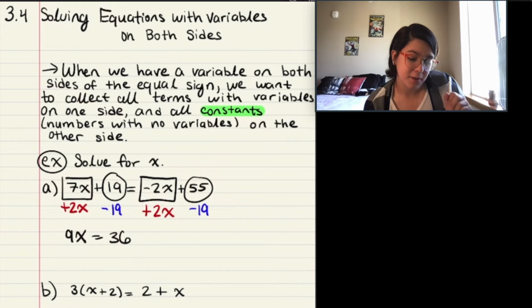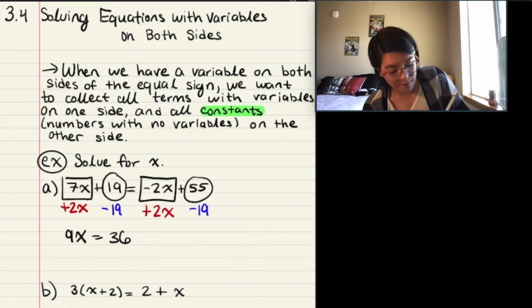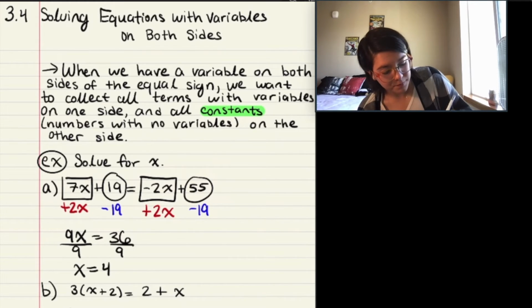And now, just like we learned from 3.2, we have 9 times x. Remember, the opposite of multiplication is division. So we'll divide by 9 on both sides. And we get x is 4.